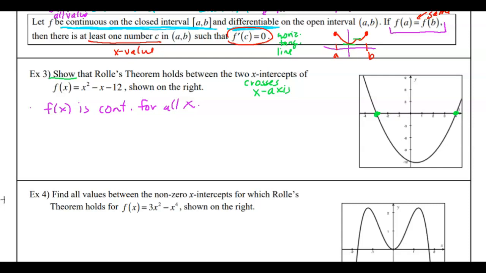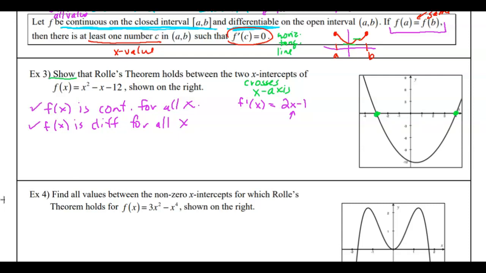Differentiable. So can I take the derivative? So I'll just do it. You can do this in your head. You don't even have to show this. And then can I plug in all the x values I want into this derivative? Well, yeah. So f of x is differentiable for all x values as well, okay? You don't have to show the derivative. You just have to state that you've checked those conditions. So I just draw little check marks.